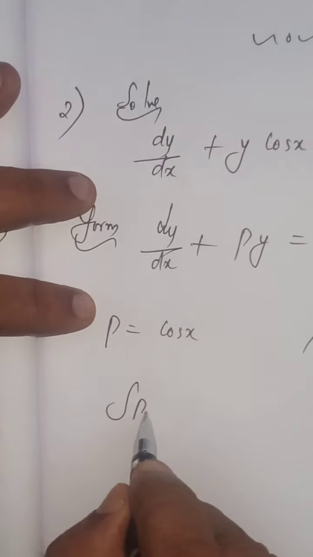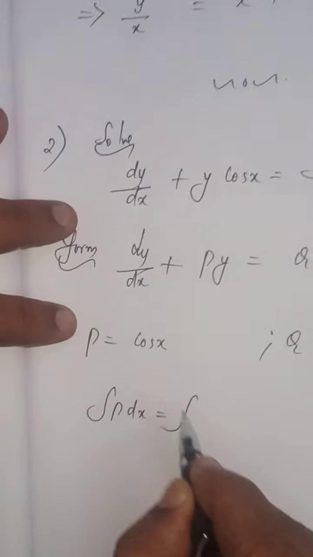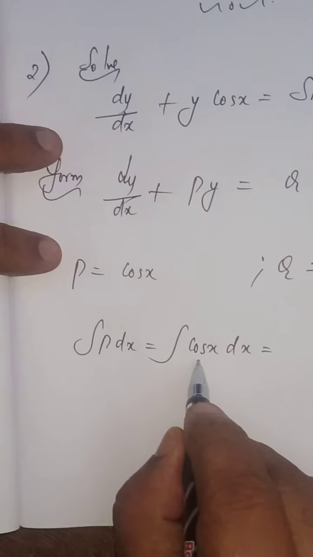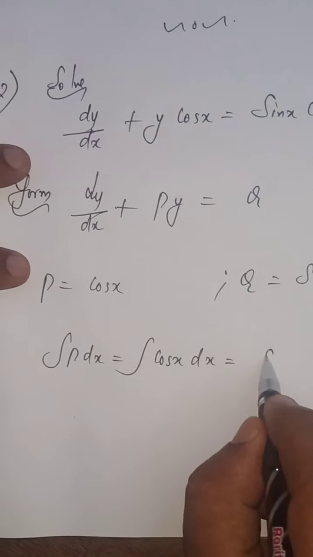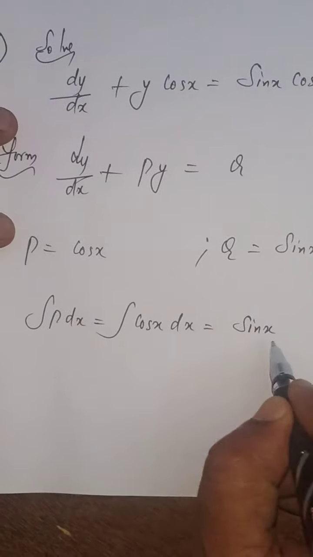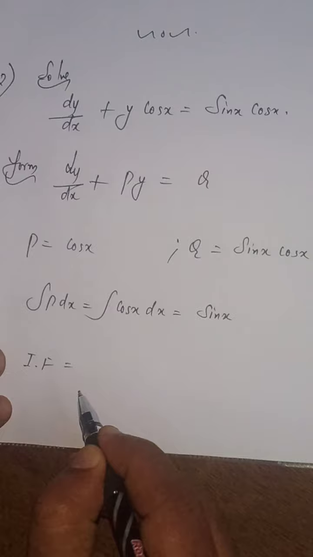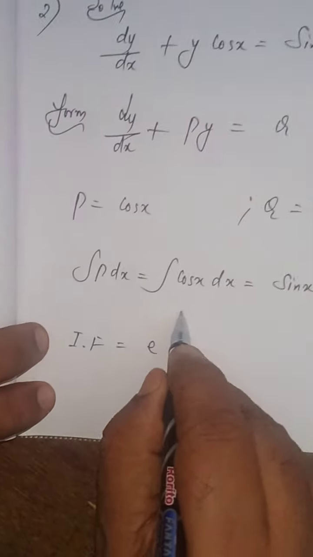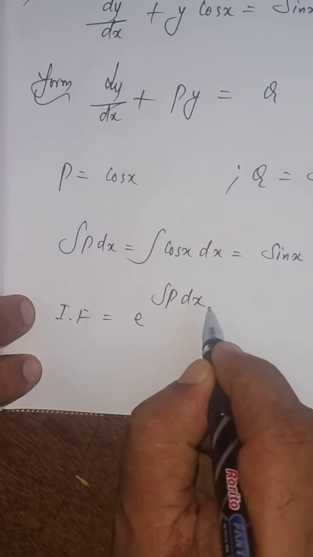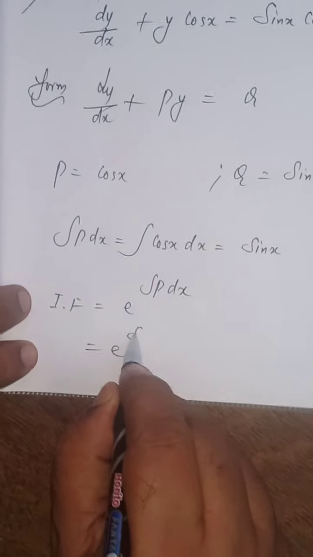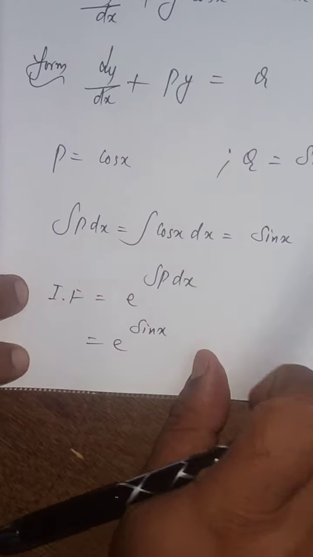Then you have to find the integral of p dx. Integral p is equal to cos x dx. You know the direct formula: integral cos x dx is sin x. Now we have to find the integrating factor. Integrating factor, you know the formula, e power integral p dx, and the integral p dx value is sin x. That's all. Then you can go for the solution.